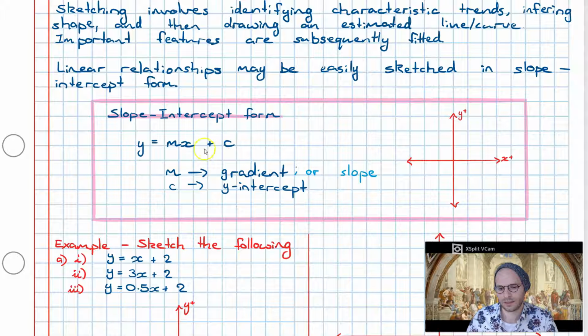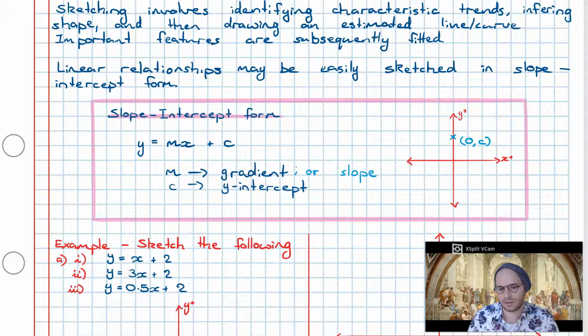Now the way in which we sketch a linear relationship in slope-intercept form is, the first thing we do is identify our value of c, so our plus c being our y-intercept. If we have a negative c, we mark it on our y-axis like so, or if we have a positive c, we simply mark it on our y-axis like this. We then mark it out as (0, c). So what we're able to easily infer from this slope-intercept form is the location of our y-intercept.